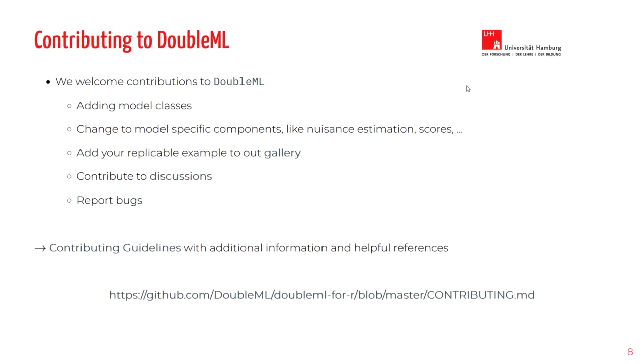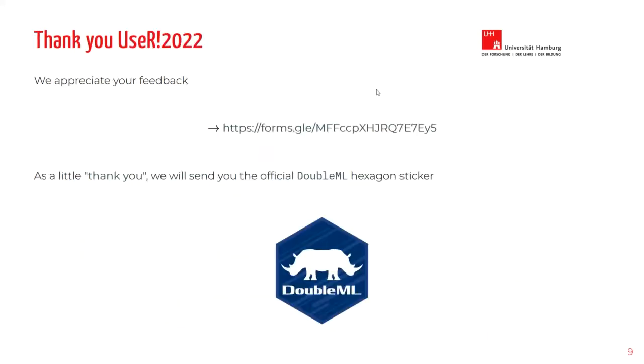Even reporting bugs, opening issues, and discussions is already helping us, because we get a better impression of what we can do. And also in case you work on adding model classes, adjust some parts of the model, or add a parameter or something. In case you want to add a replicable data example too, we are happy to add it to our gallery. And yes, we have contributing guidelines online. I insert the link here.